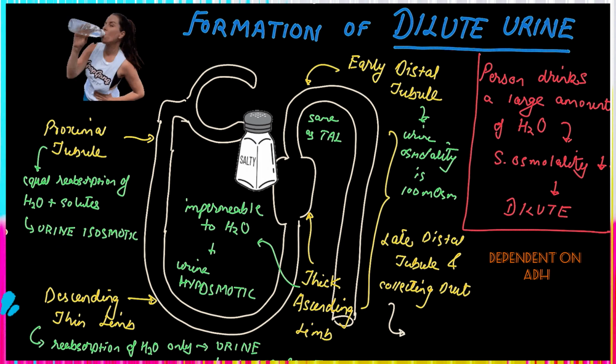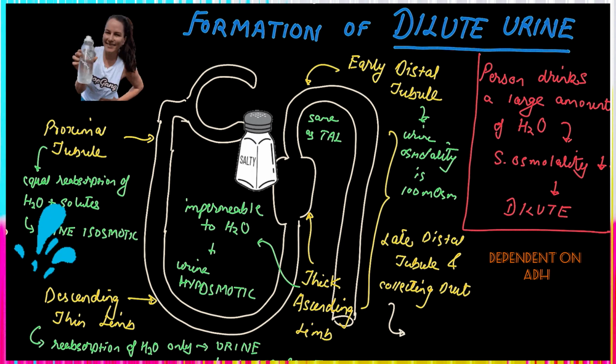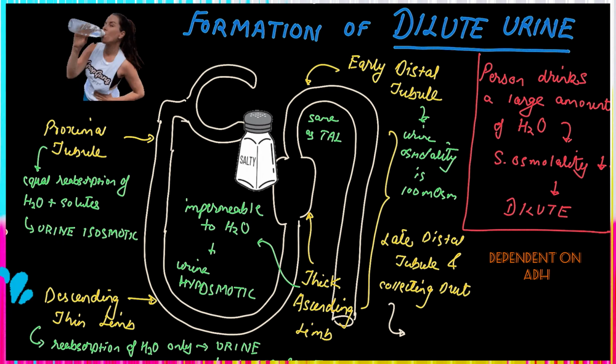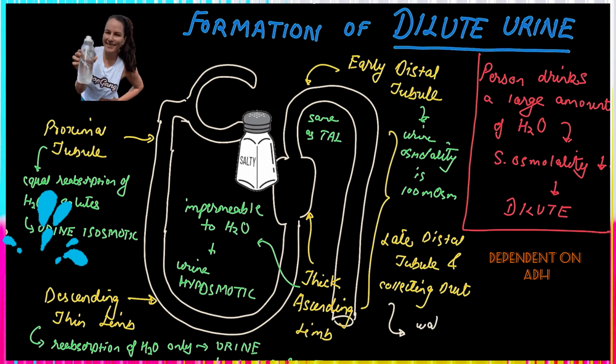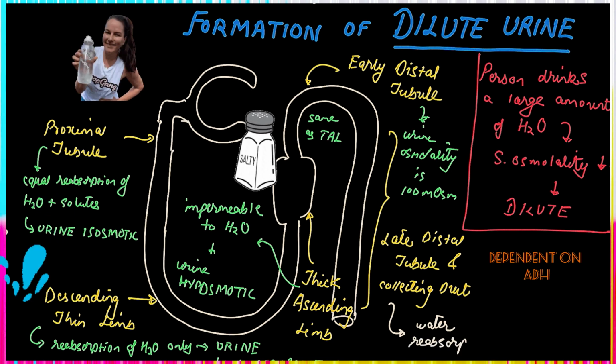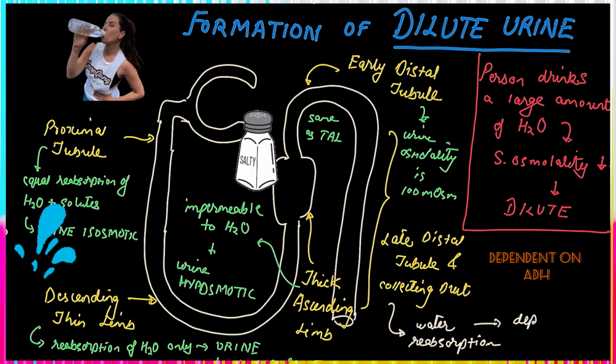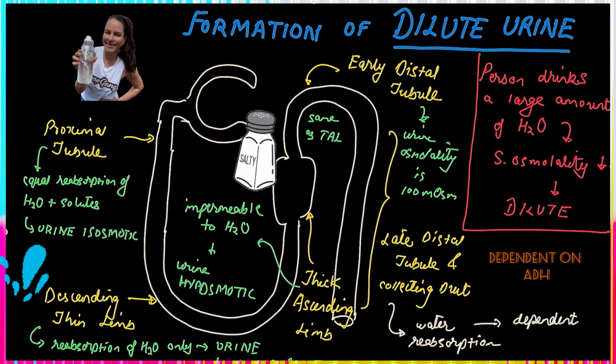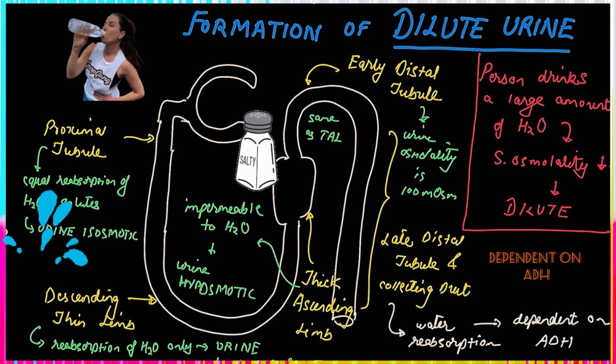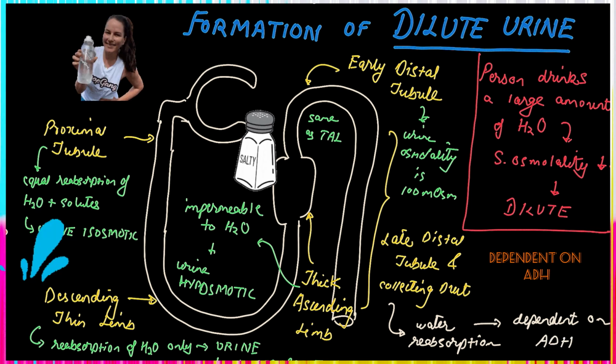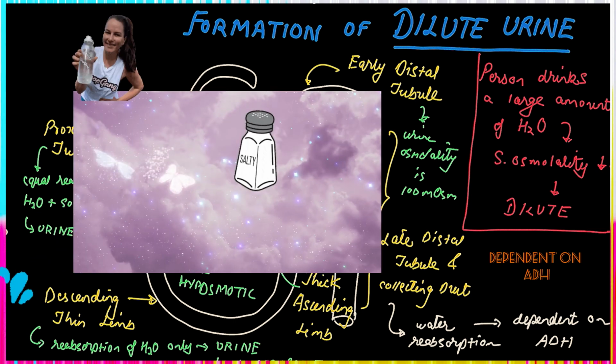The late distal tubule and the collecting duct is the final judge, and its permeability to water is dependent on ADH. In the absence of ADH, little water is reabsorbed. A large amount of dilute urine is excreted. There is absence of ADH because the osmometers in the anterior hypothalamus detect the low osmolarity and do not secrete ADH. Little ADH is secreted, little water is reabsorbed, and a large amount of dilute urine is excreted.